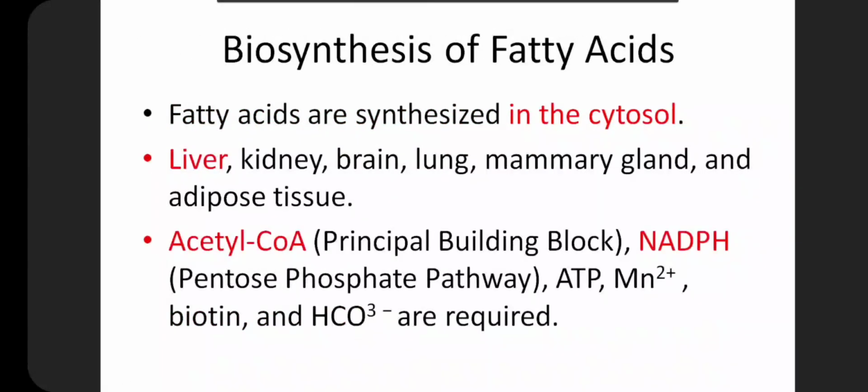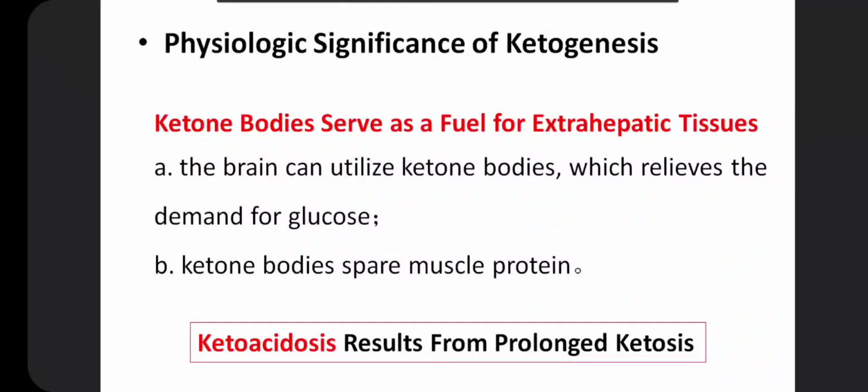Okay, let's summarize this part. We mainly talked about ketogenesis, right? And here you should know the ketone bodies include acetoacetate, 3-hydroxybutyrate, and acetone. And the ketone bodies are formed in the hepatic mitochondria. That means in the mitochondria in liver cells.